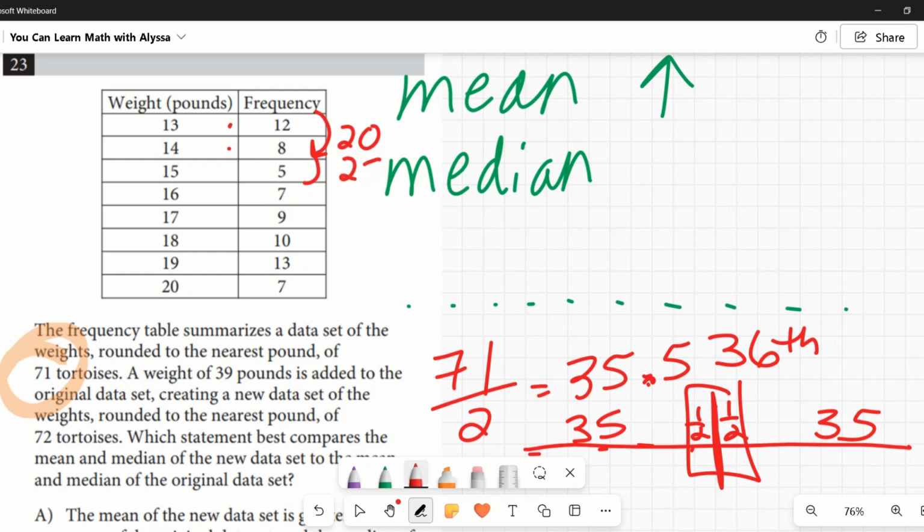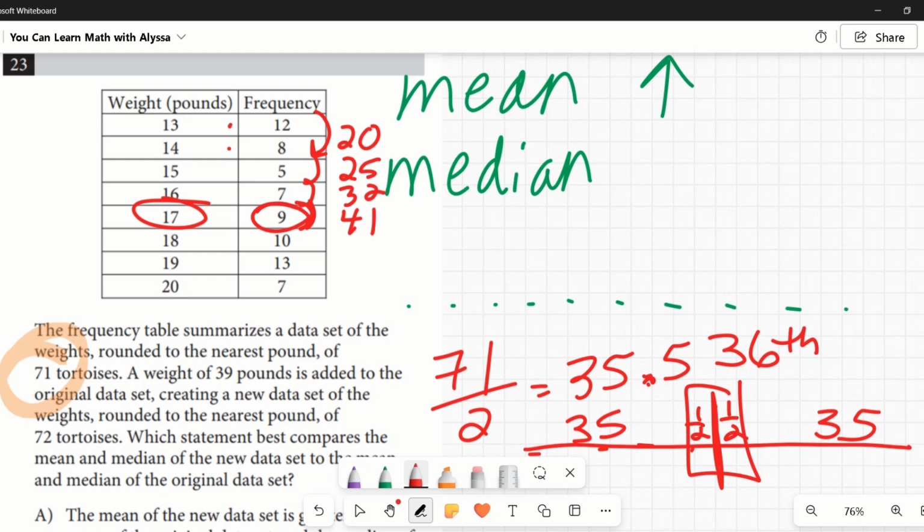Another 5, now 25 numbers. Another 7, 32 numbers, okay. And then there's 9 more. That gets us up to 41. So there's 9 numbers here that are 17.